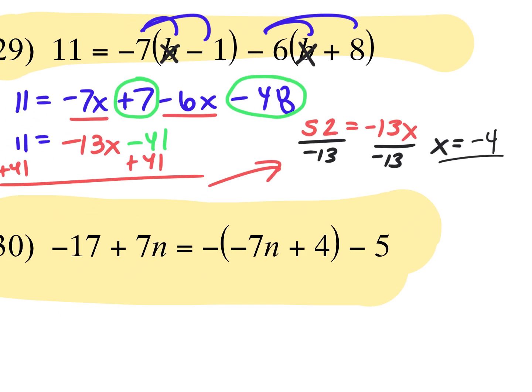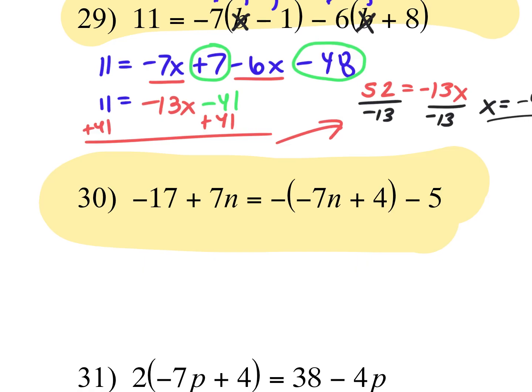Good, good, good. All right, look at 30. Anything to do on the left-hand side? No, just leave it as negative 17 plus 7n. What do I do with this negative here? I have to distribute it. Don't forget about that, guys. A negative times a negative is a positive. Then negative 1 times 4 is minus 4 minus 5.